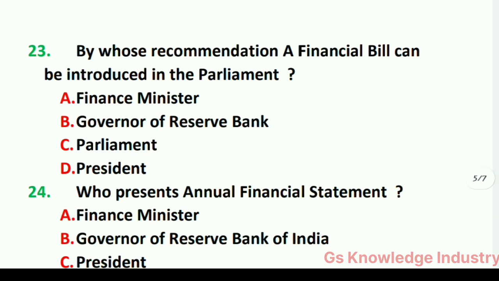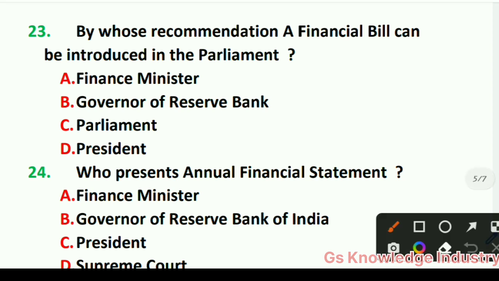23 number question. By whose recommendation a financial bill can be introduced in the Parliament? Option A, Finance Minister. Option B, Governor of Reserve Bank. Option C, Parliament. Option D, President. Here the right answer is option D, President, right?